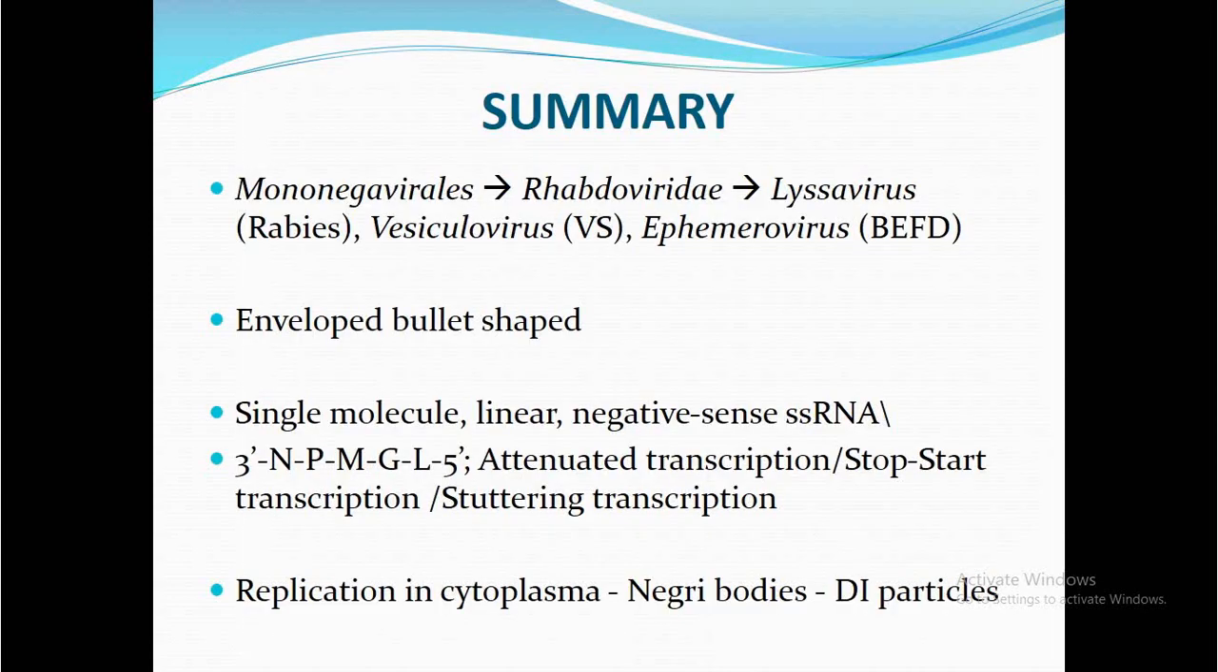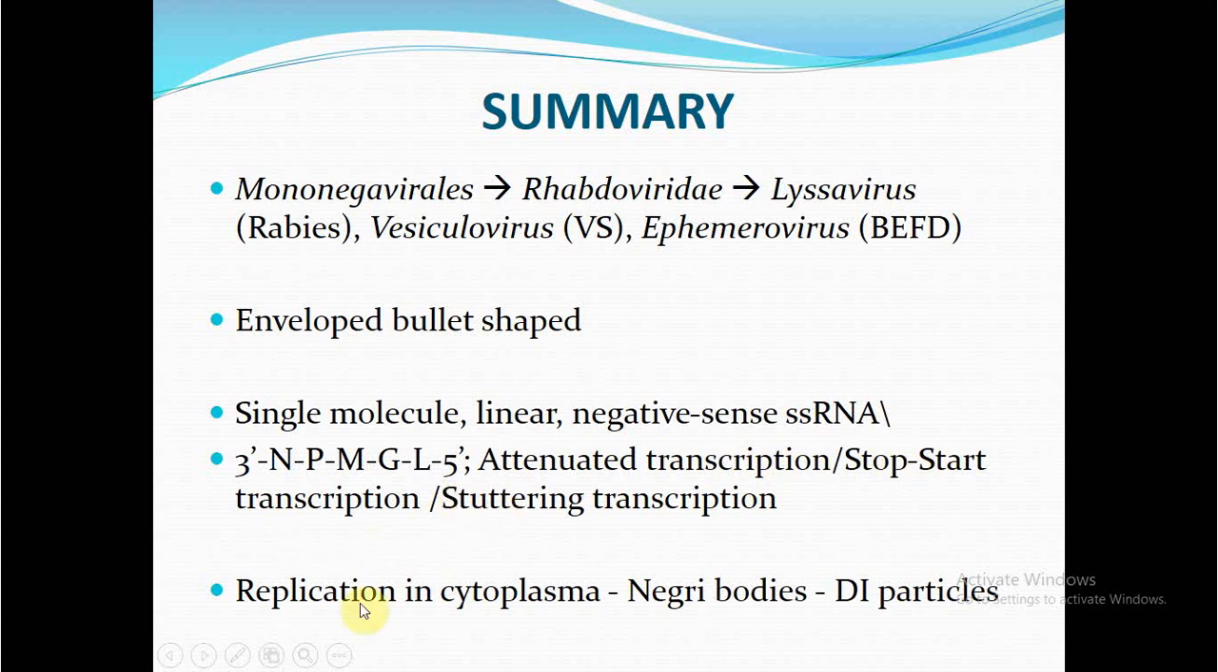Now to summarize this class, there are 4 important points you have to remember. One, this particular family, Rhabdoviridae, falls under the mononegavirus order, and it has 3 important genera and 3 important viruses. These viruses have a peculiar shape known as bullet shape, and generally they are enveloped. The genome is a single molecule, linear, negative sense, single stranded RNA. This contains 5 important genes, present in this fashion from 3' end to 5' end, and the transcription process follows attenuation transcription, also known as stop-start transcription or stuttering transcription.